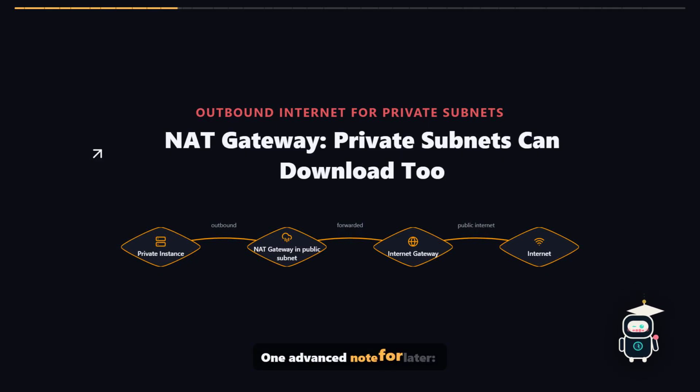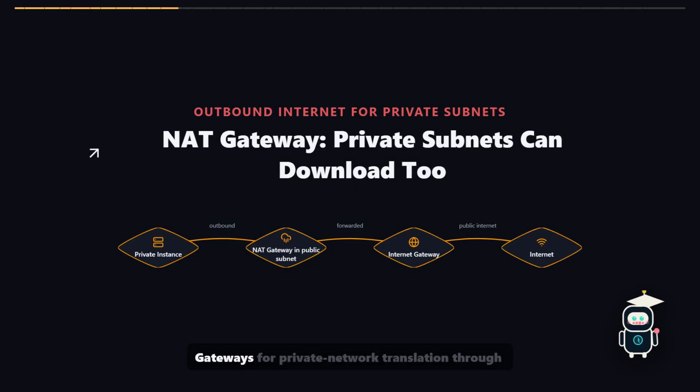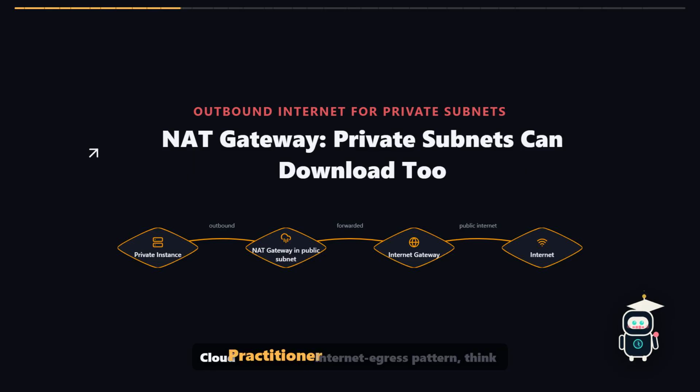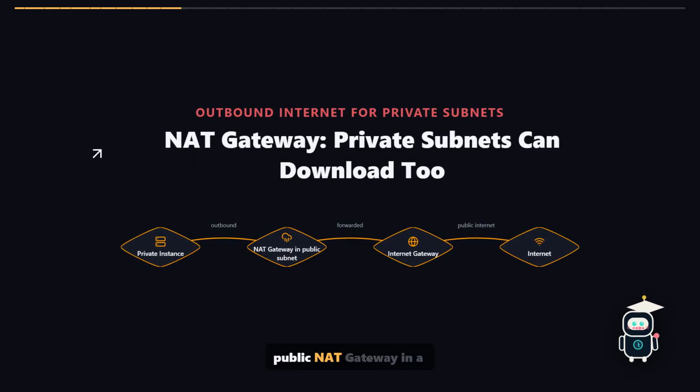One advanced note for later: AWS also has private NAT gateways for private network translation through a transit gateway or virtual private gateway. But for the cloud practitioner Internet egress pattern, think public NAT gateway in a public subnet.